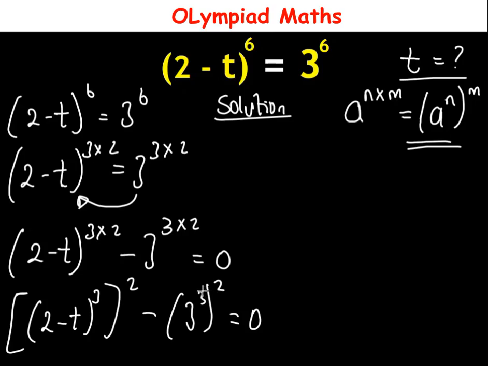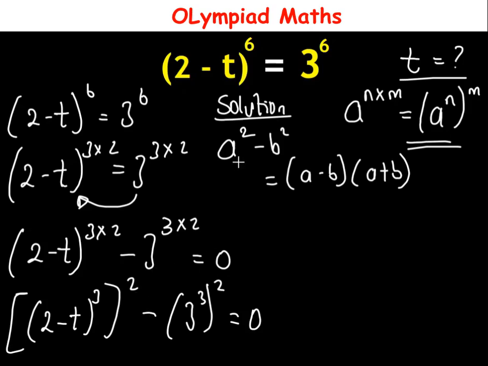Now to continue, if you have a^2 − b^2, this can be expressed as (a − b)(a + b). In this case, the value of a is what you have in the bracket, which is (2 − t)^3, and the value of b is 3^3.